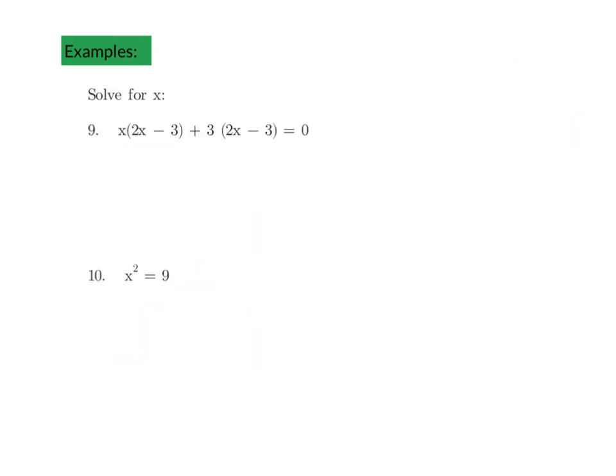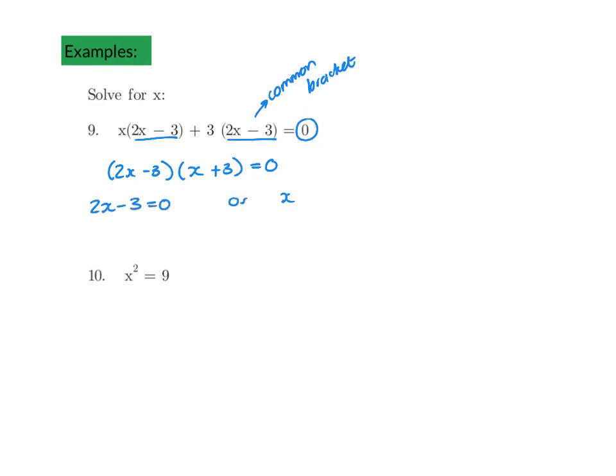The next example I've given you has the 0 on one side. And here, instead of multiplying out first, can you see I've got a common bracket? So let's take out the common bracket, and then I get x plus 3 is equal to 0. Then I'm going to solve each for 0. 2x minus 3 is equal to 0, or x plus 3 is equal to 0. 2x is equal to 3. Divide both sides by 2. I get x is equal to 3 over 2, or x is equal to negative 3.